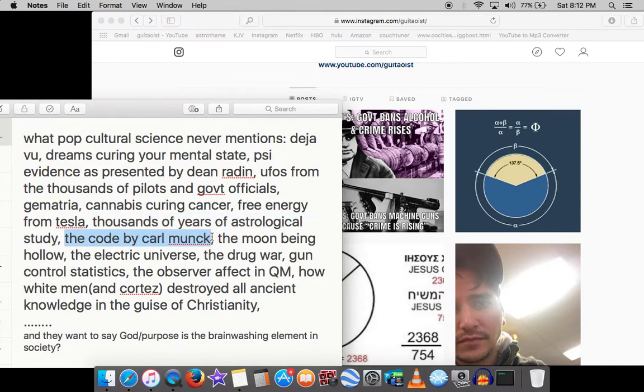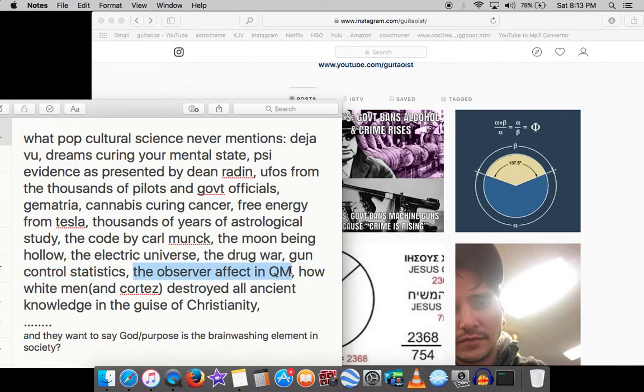The Code by Karl Monk clearly illustrates how every major monument is connected mathematically using pi and all that stuff. The moon is hollow, as the NASA scientists clearly said and studied. The universe is actually run by electricity, not gravity. That's why there's sunspots in the sun. The sun is colder the farther you get into it, not hotter. The drug war, if they could just do one little study on how cannabis has killed 0 people while alcohol kills thousands of people a year, scientists could really help out with that. Gun control statistics, there's no science behind that.